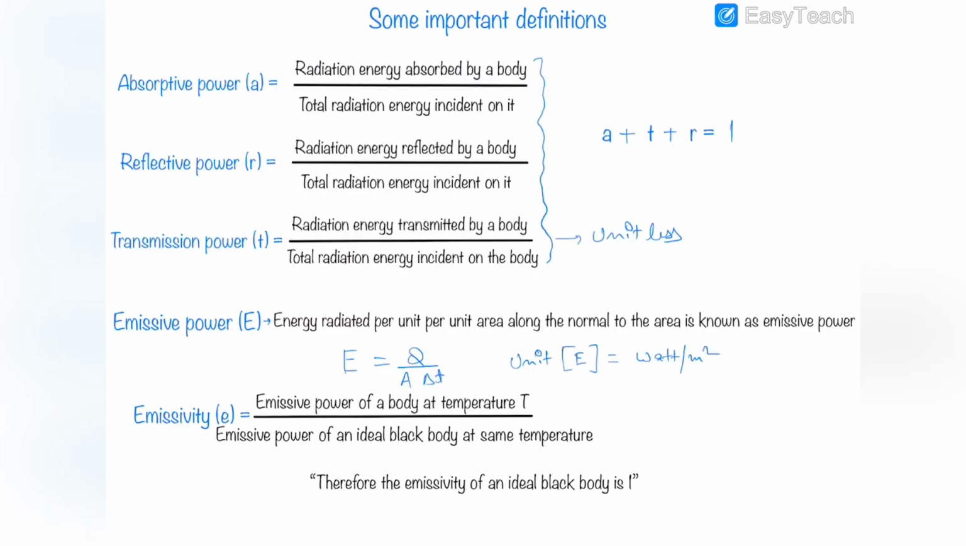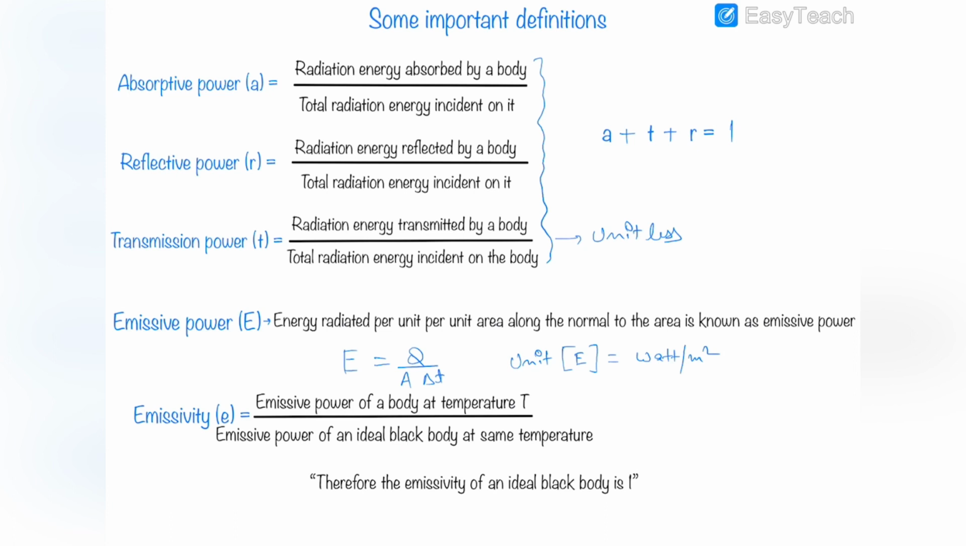Now there are some important definitions which are useful later on, so let us discuss those definitions in this video. First of all, absorptive power. It is the radiation energy absorbed by a body divided by the total radiation energy incident on it, which means that if we make some radiation incident on some surface, and 50% of those radiations are absorbed by that surface, then we can say that the absorptive power of that surface will be 0.5.